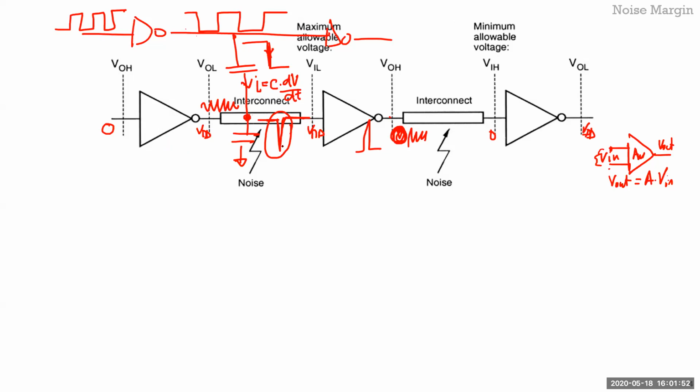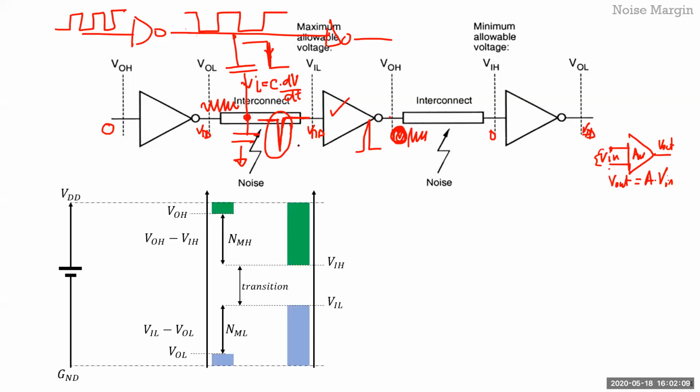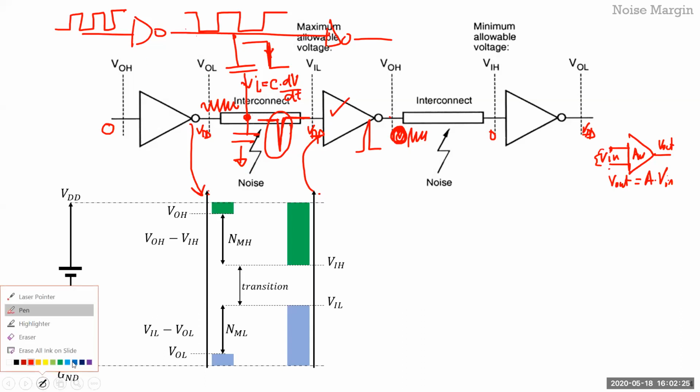Okay, so that's the essence of noise margin: when your input is sitting at low, for a certain amount of voltage dip or voltage rise, you don't want to change the output of that particular gate, in this case this gate over here. So I'll show it in a diagrammatic fashion. This arrow is showing the output of this inverter, and this arrow is showing the input of this inverter over here.